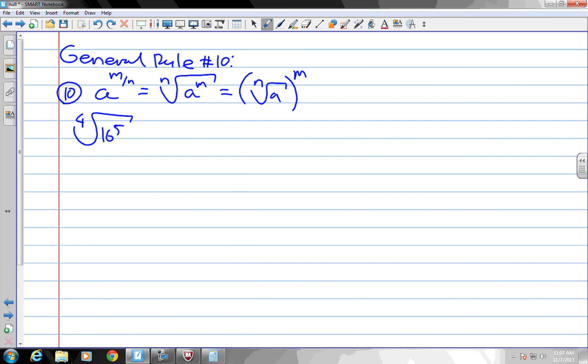No. But this rule tells me that it doesn't matter where that exponent is, on the inside or on the outside. So I can say, well, this is the same as 4th root of 16 raised to the power 5. So now it tells you to take the 4th root of 16 first, which you can do in your head, which is what? 2, and then raise it to the power 5, which is 32. Right? It's beautiful.